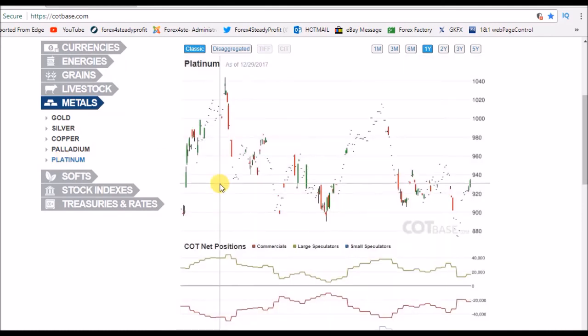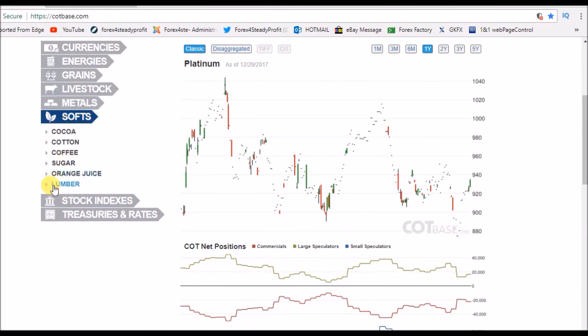Platinum. This is fairly bullish again. It's not as clear. I think perhaps the palladium might be better to watch. So see where you go.